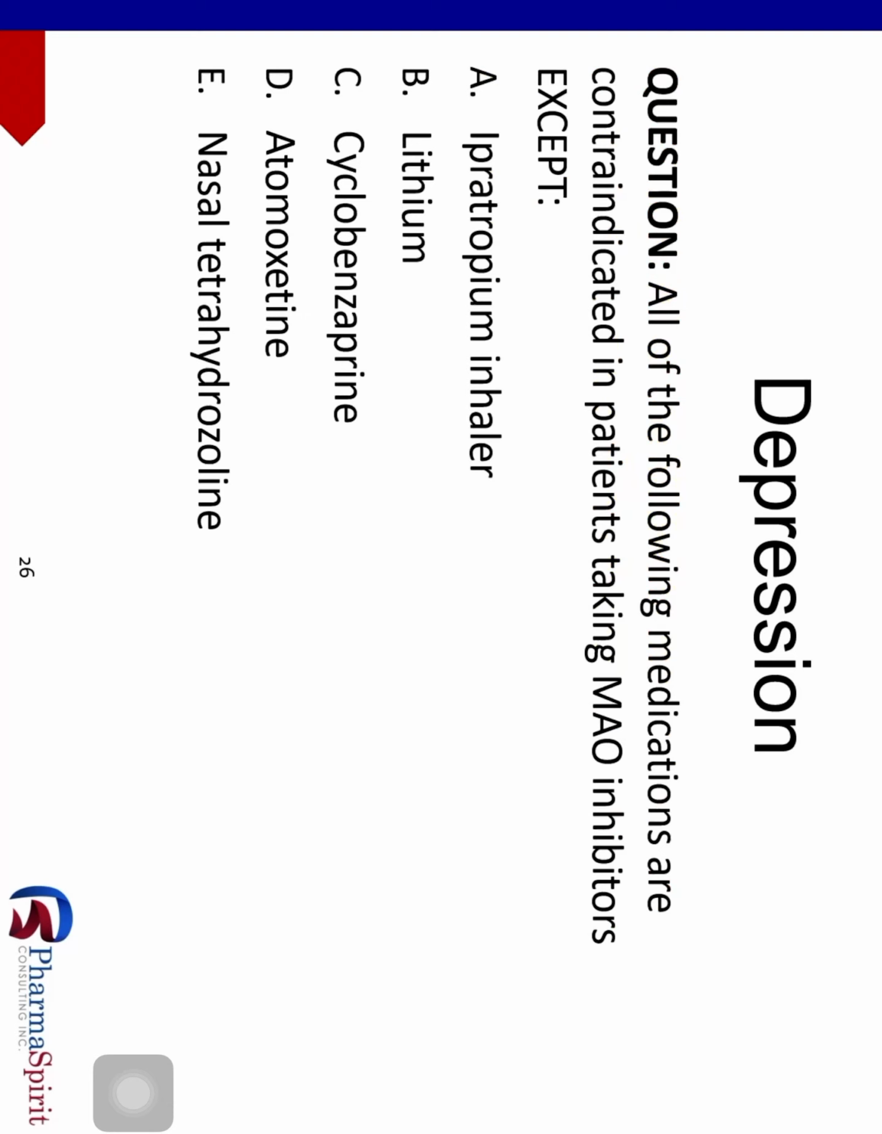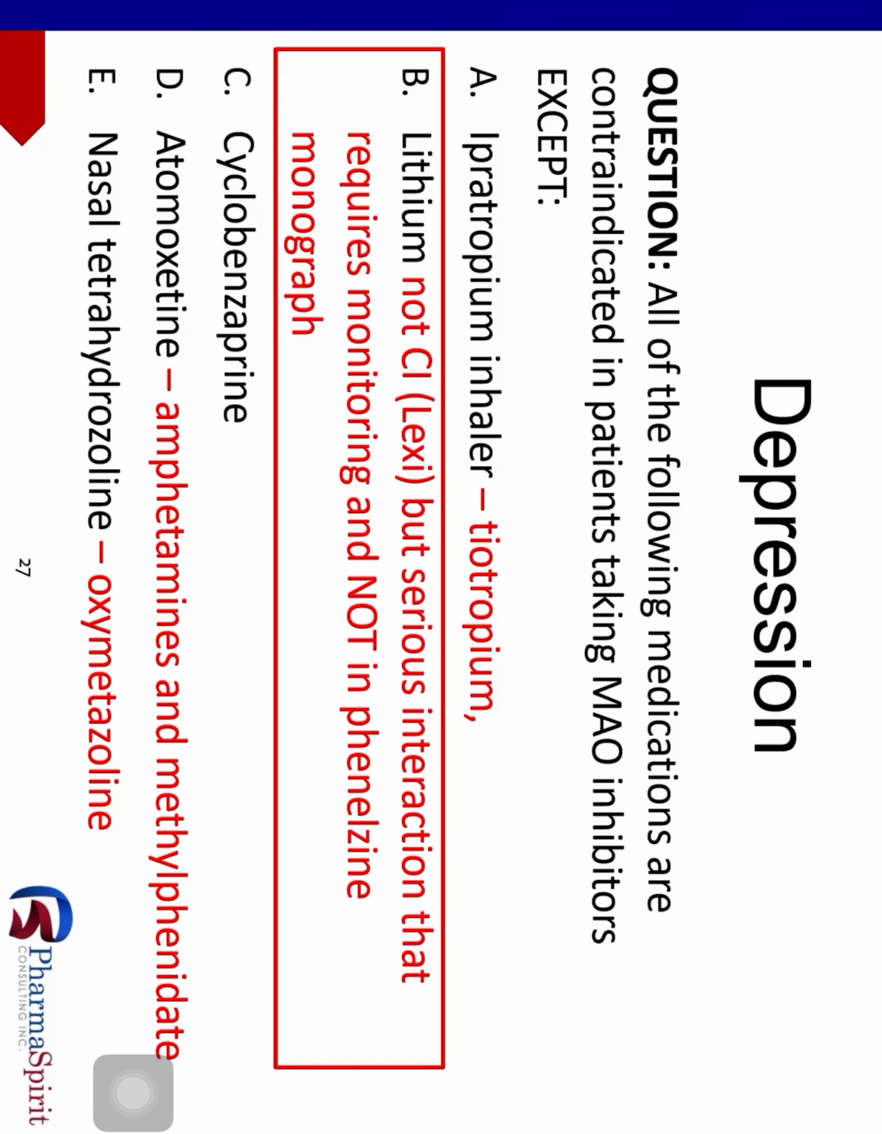We all know that MAO inhibitors have lots of drug-drug interactions, and some of them are actually contraindications. So this question is asking about drugs that are contraindicated in patients taking MAO inhibitors. And the answer for this question is B. So ipratropium inhaler and tiotropium inhaler are contraindicated in patients taking MAO inhibitors.